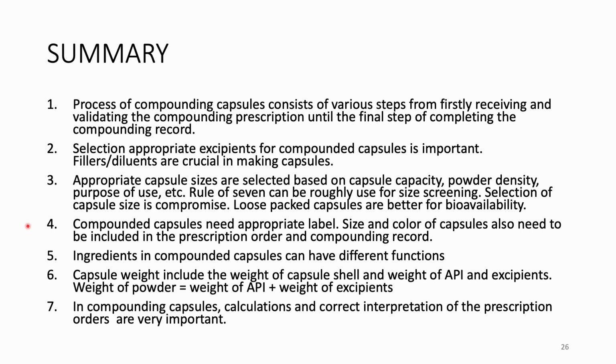Compounded capsules need an appropriate label. Size and color of capsules also need to be included in the prescription order and compounding record. Ingredients in compounded capsules can have different functions. Capsule weight includes the weight of the capsule shell and the weight of API and excipients. Weight of powder is equal to the weight of API and weight of excipients. In compounding capsules, calculation and correct interpretation of the prescription orders is very important.